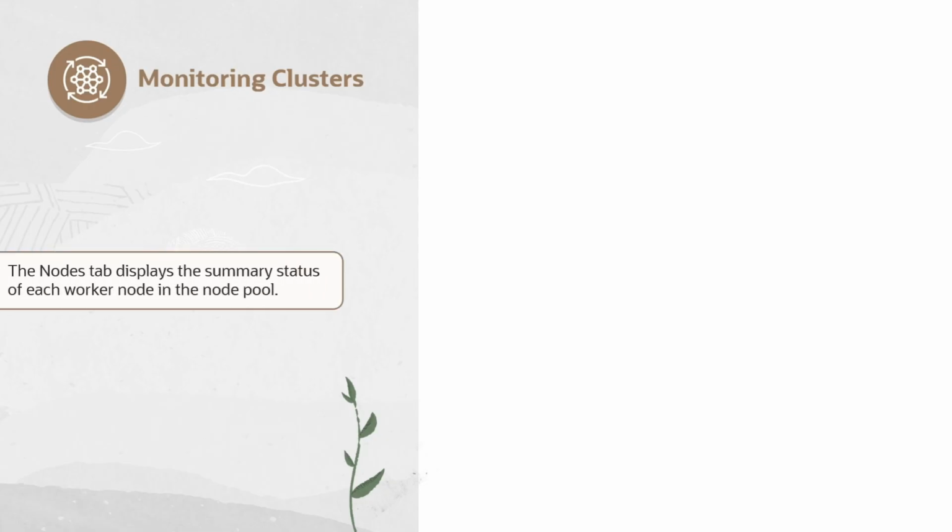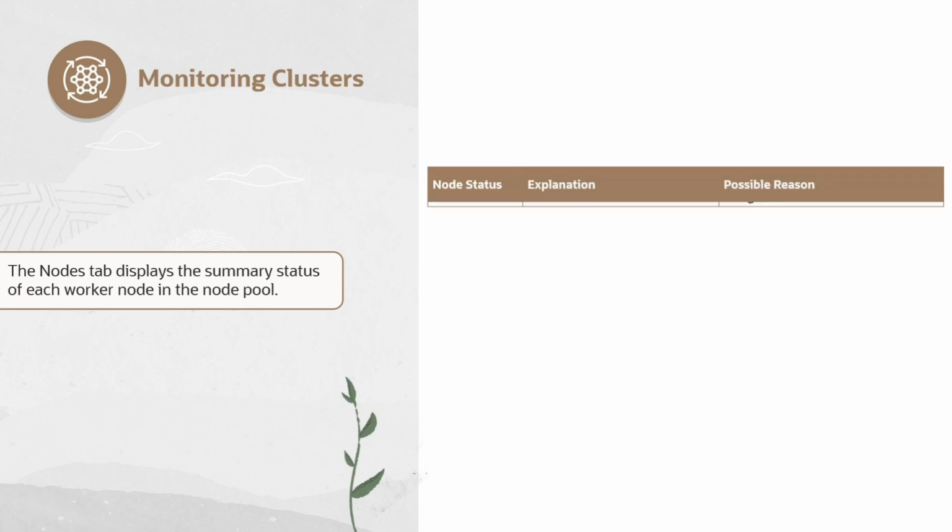Moving forward, let's explore the Nodes tab, a crucial section for gaining insights into the status of each worker node within your node pool. To get a closer look, you must click on the Nodes tab, and this action will display the summary status of each individual worker node. And as in the previous cases, even the worker nodes exhibit different statuses based on their current state. Let's break down these statuses.